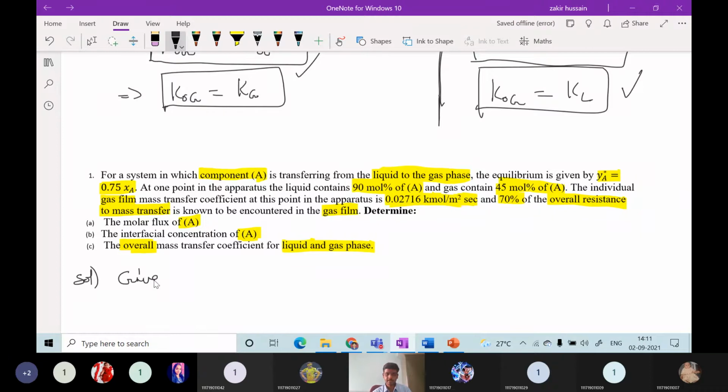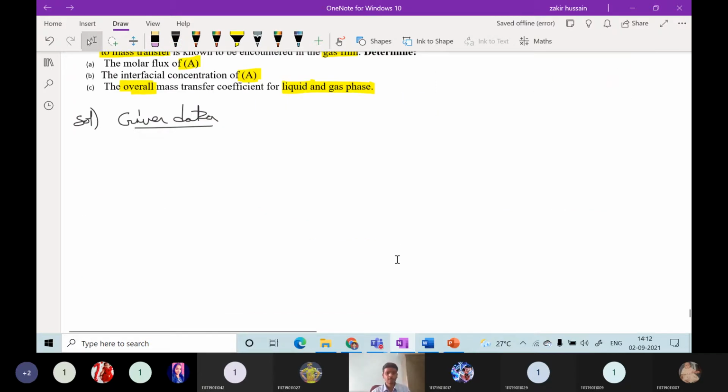So, given data. What is the given data here? First, let us draw the profile. First, the interface will be there. I am not using different colors, please make a note of it. So this is the interface.